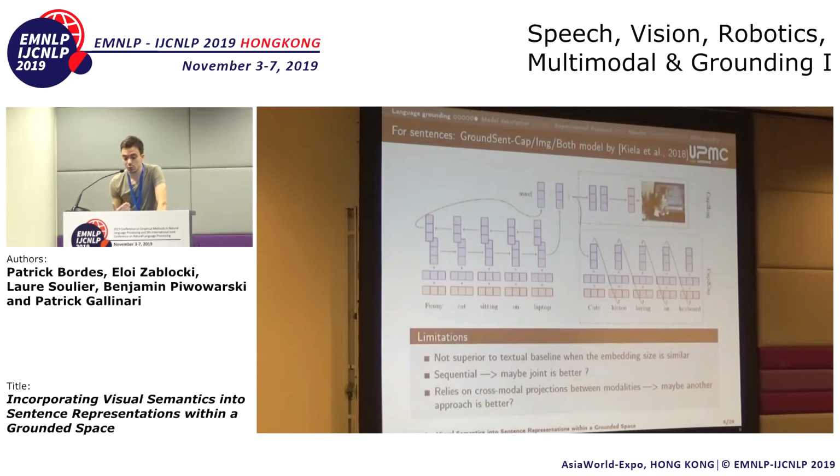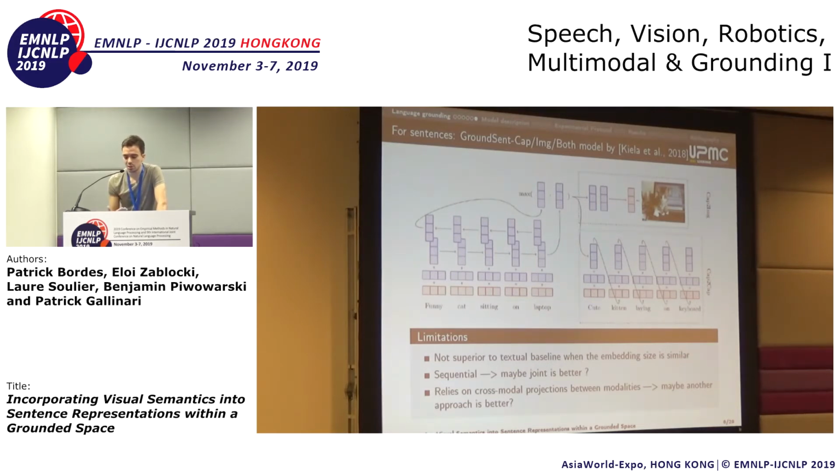Of course, the next step was to do sentence representations. That's the grounded sentence models. So here in this model, it's a sequential model where a skip-thought vector is concatenated with a grounded vector, and the grounded vector is learned by optimizing two objectives, an entailment task and a cross-modal ranking task.